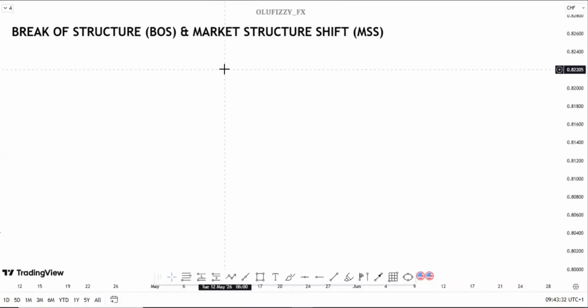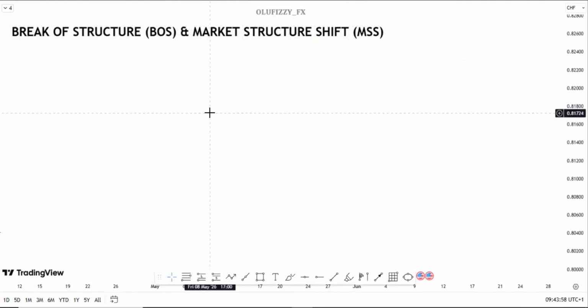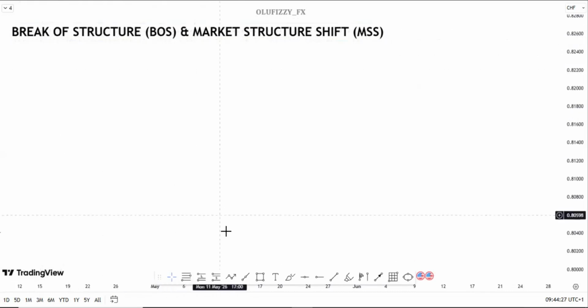In this video, you will learn two powerful concepts when it comes to market structure: break of structure, known as BOS, and market structure shifts, known as MSS. By the end of this video, you will know how to spot trend continuation and a potential trend reversal before most traders do. So now, what is break of structure?